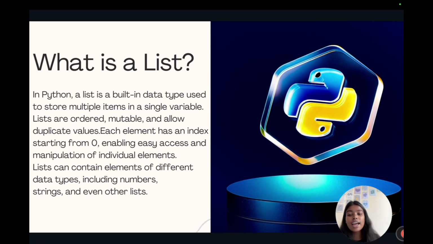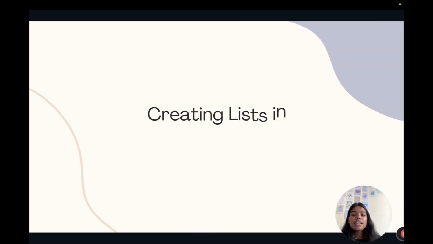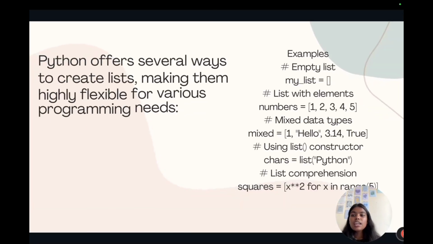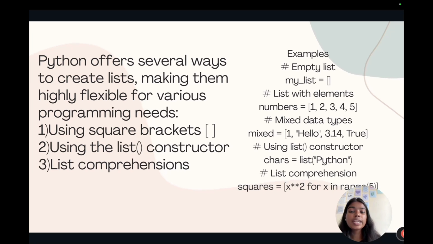Lists can contain elements of different data types, including numbers, strings, and even other lists, which is not possible in other built-in data types such as sets, tuples, and dictionaries. Now, let's see how we create lists in Python. Python offers several ways to create lists, making them highly flexible for various programming needs.